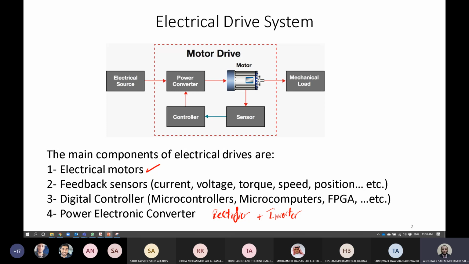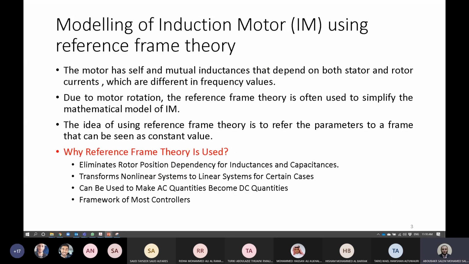Right. So for now, we are going to focus today on the modeling of the motor in the reference frame theory. So, modeling of induction motor using reference frame theory. Firstly, guys, what is reference frame theory? It's very important to recognize: no control for any type of AC motors using AC drives, all control techniques or controllers are using reference frame theory. We need to understand in detail the meaning of reference frame theory.